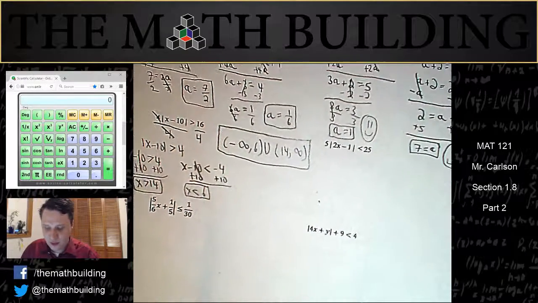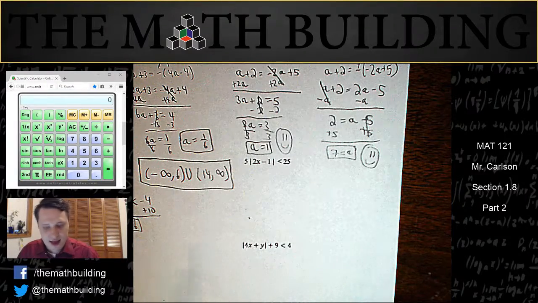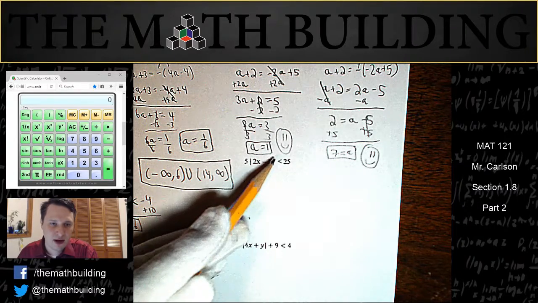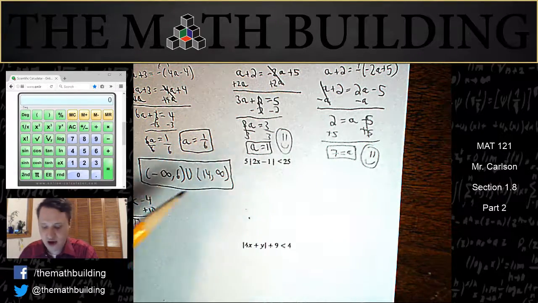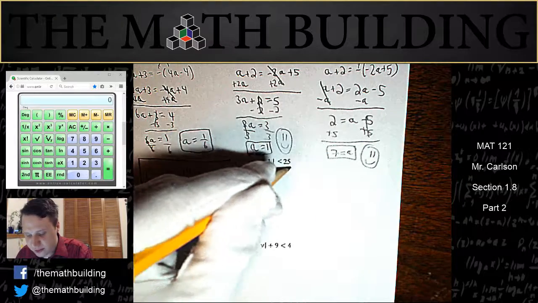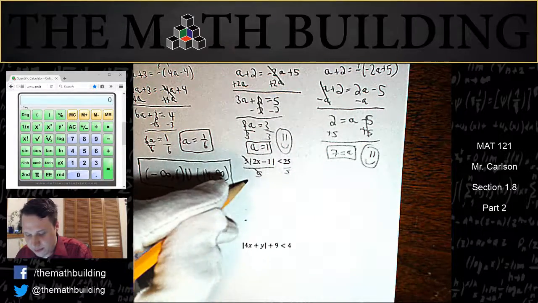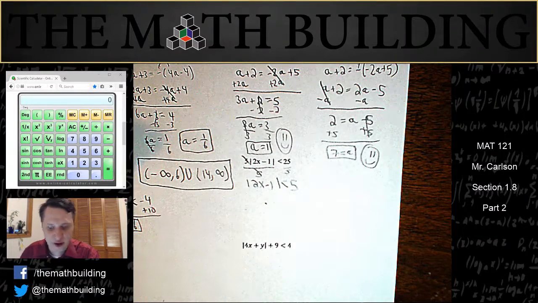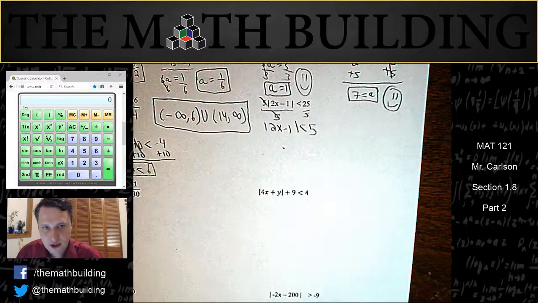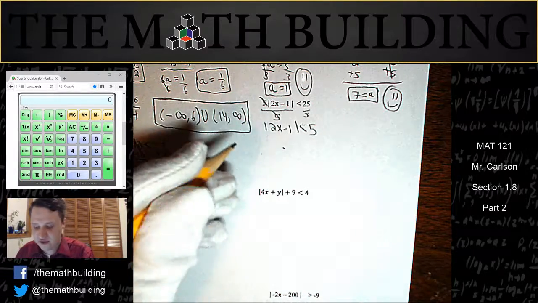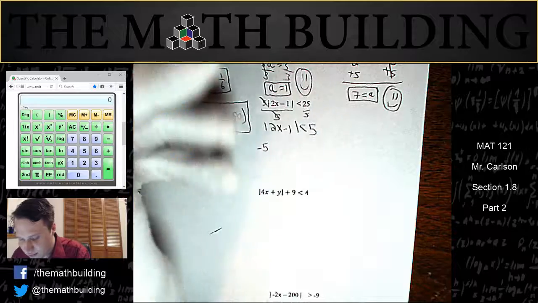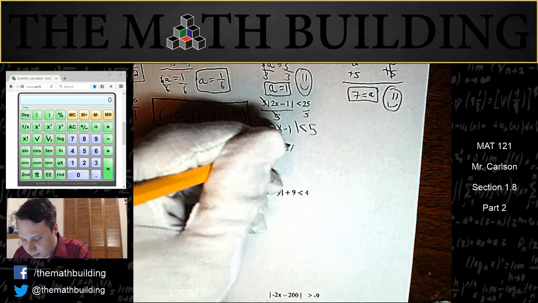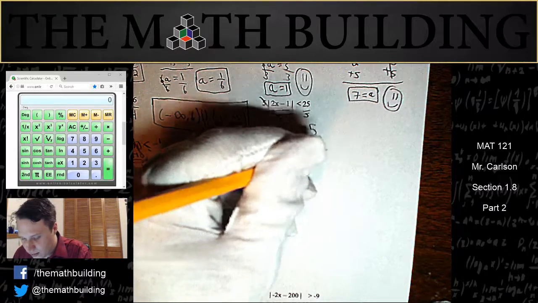Let's do this last one, and then we'll end this part. 5 times the absolute value of 2x minus 1 is less than 25. This is an AND problem because our absolute value and x are being constrained. So like the previous one, let's start by dividing to get the absolute value by itself. Absolute value of 2x minus 1 is less than 5. So now the AND procedure is write negative 5, the less than symbol, 2x minus 1, the less than symbol, positive 5.